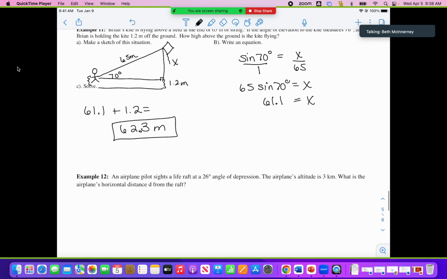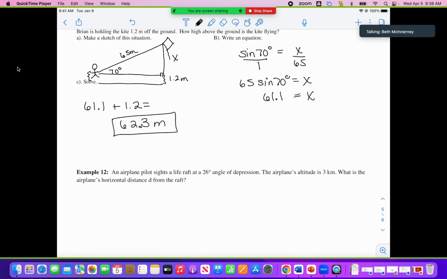All right, let's do our last example. An airplane pilot sights a life raft at a 26-degree angle of depression. Okay, so I am terrible drawing, so here's my plane. This is going to be my plane. Remember, an angle of depression is from the horizontal line looking down. So the angle of depression is up here.